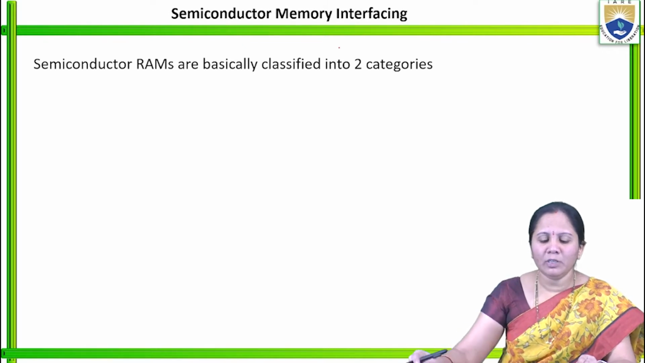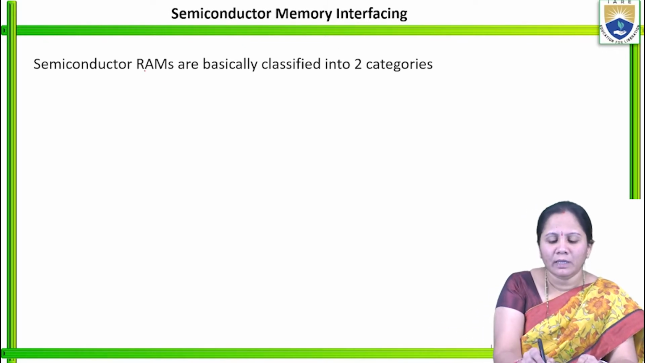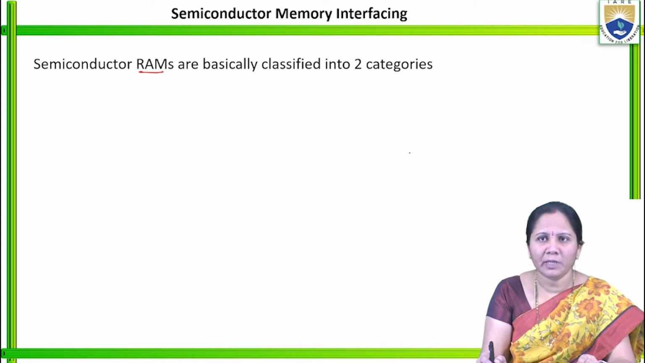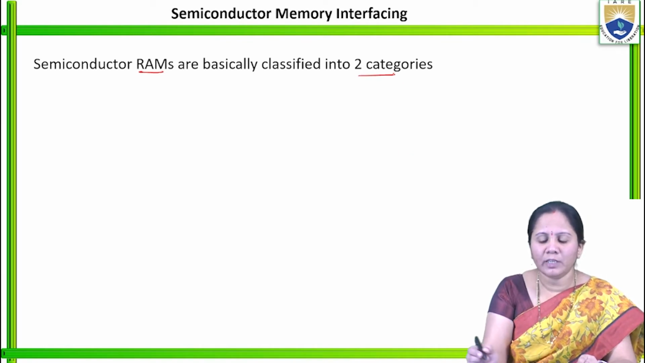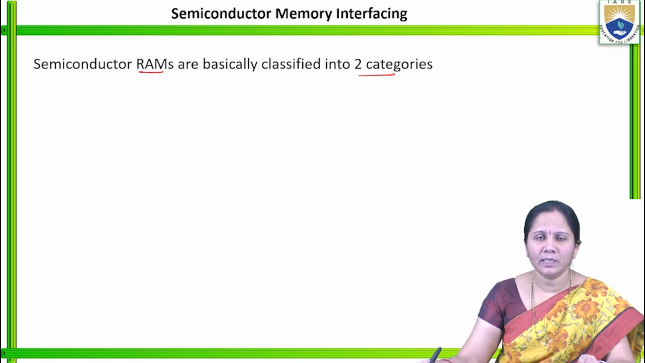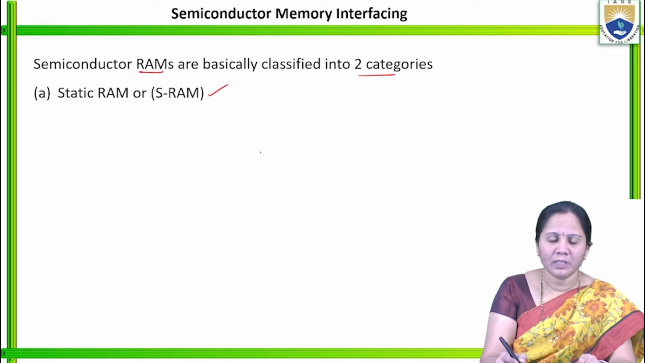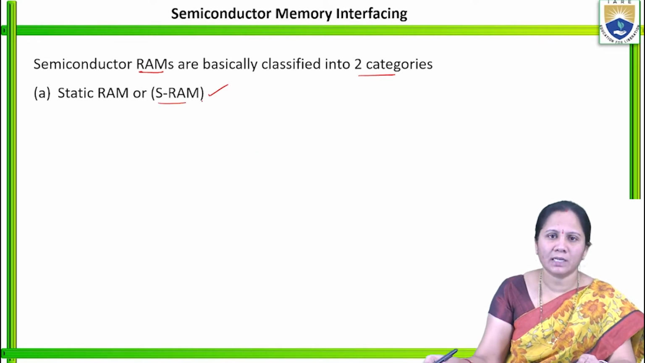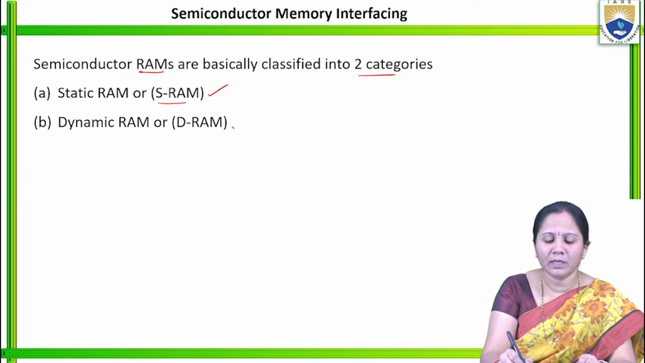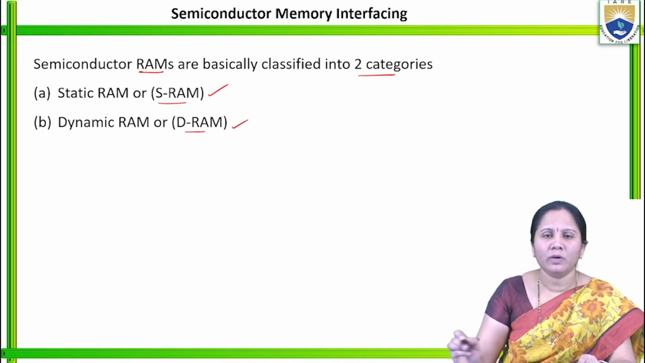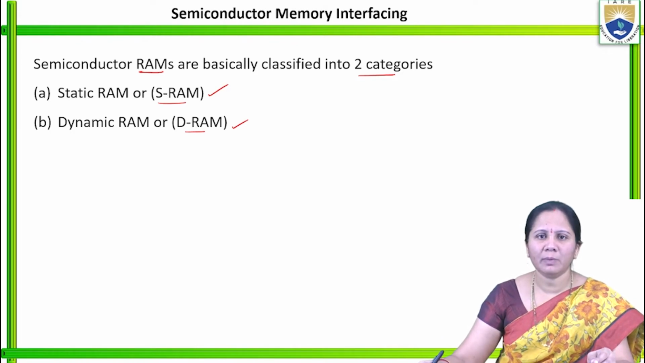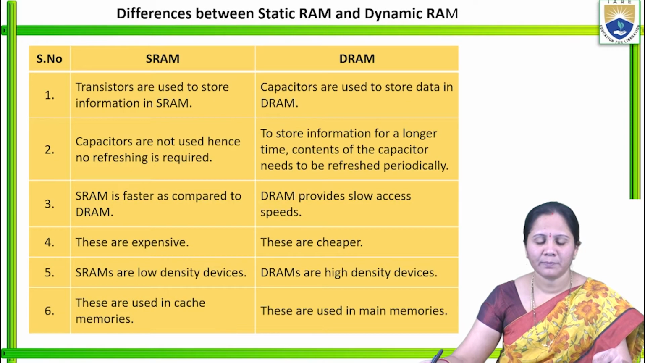Now, coming to semiconductor RAMs, that is random access memory. These RAMs are classified into two types. One is static RAM, simply represented as SRAM. The other is dynamic RAM, simply represented as DRAM. So SRAM represents static RAM and DRAM represents dynamic RAM. These are the two main categories of semiconductor RAMs.